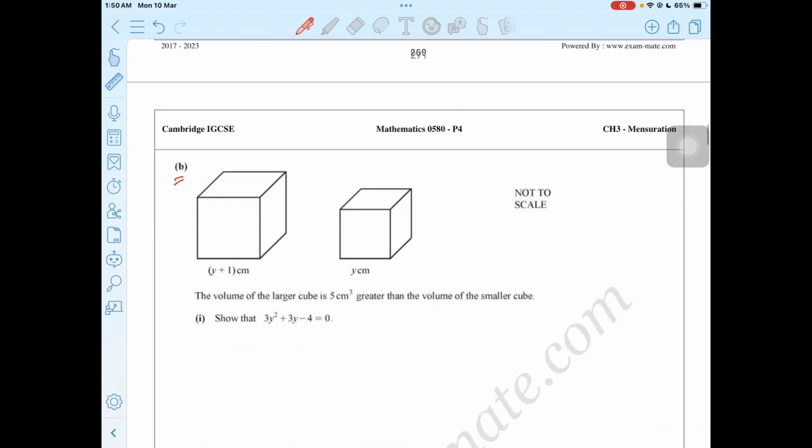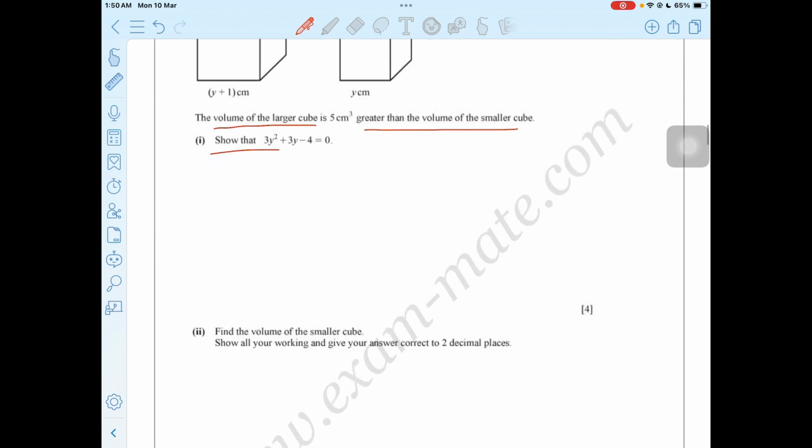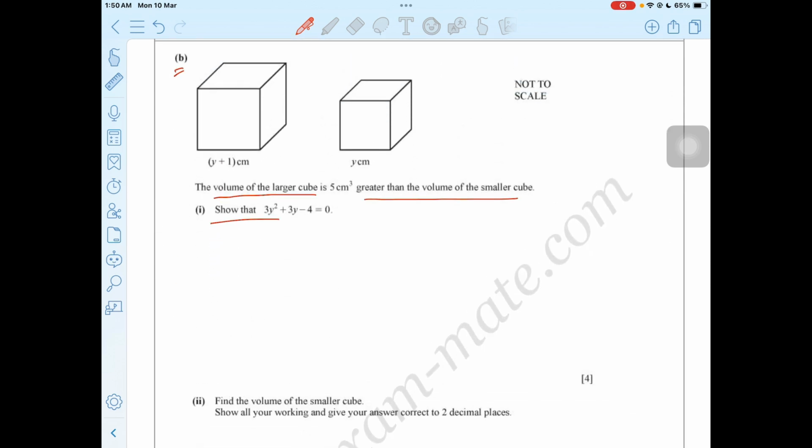Moving on to part B, we have the volume of the larger cube is 5 centimeters cubed greater than the volume of the smaller cube. Show that this. Okay. So the volume of the larger cube would be y plus 1 whole cubed. Then we subtract y cubed to get the answer of 5, because the difference between these two is 5, right? So this would be y cubed.